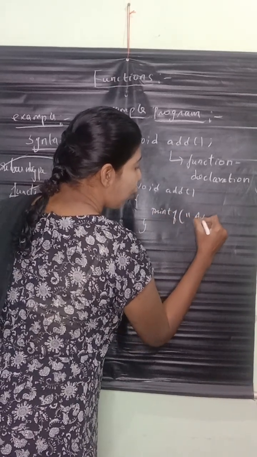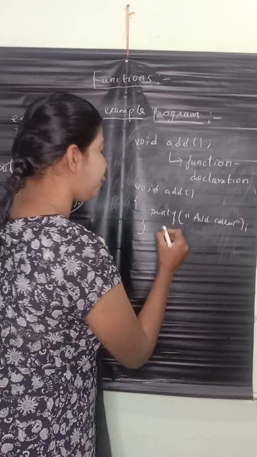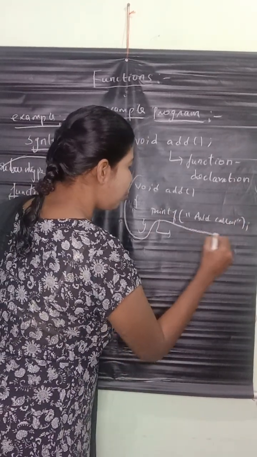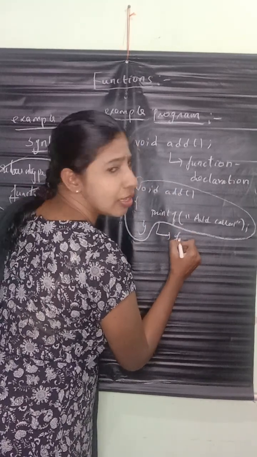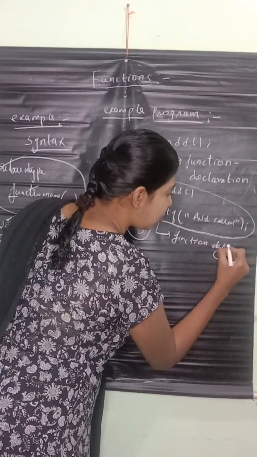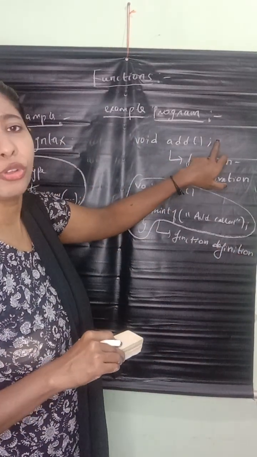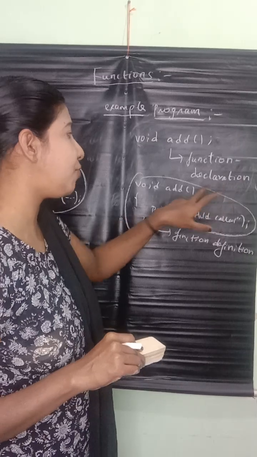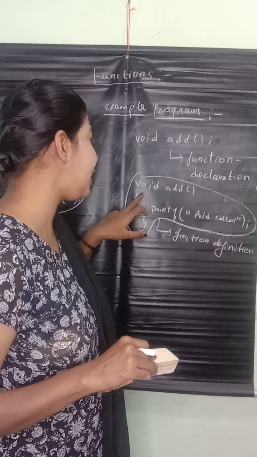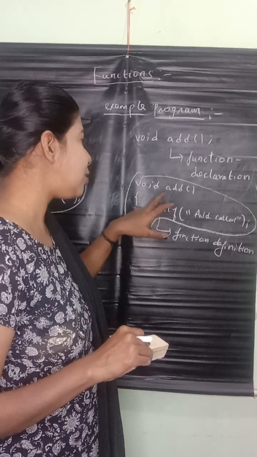within quotes, add called. If you specify this, what happens? This is your function definition. So when you put a semicolon to the function, it is called a function declaration. When you remove the semicolon and you elaborate your function, it is called a function definition. That is void add of.